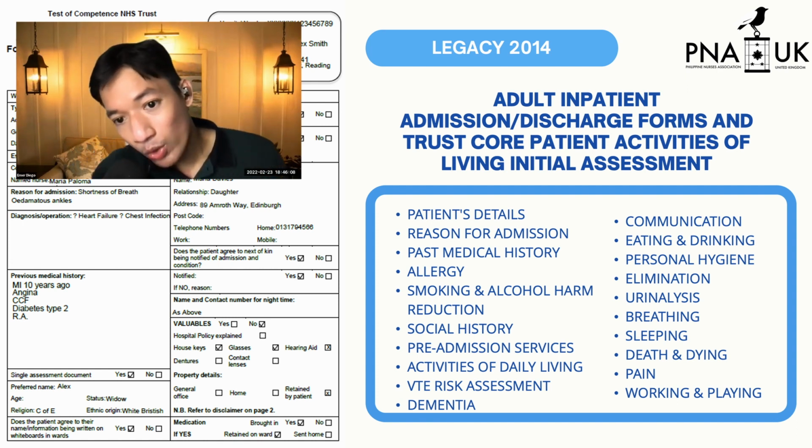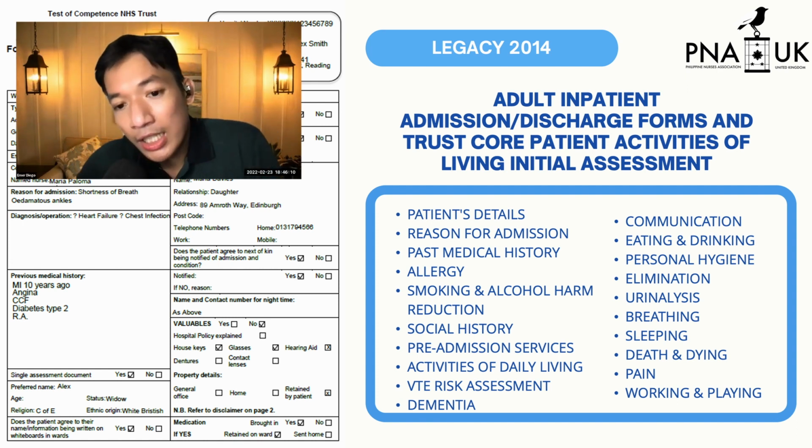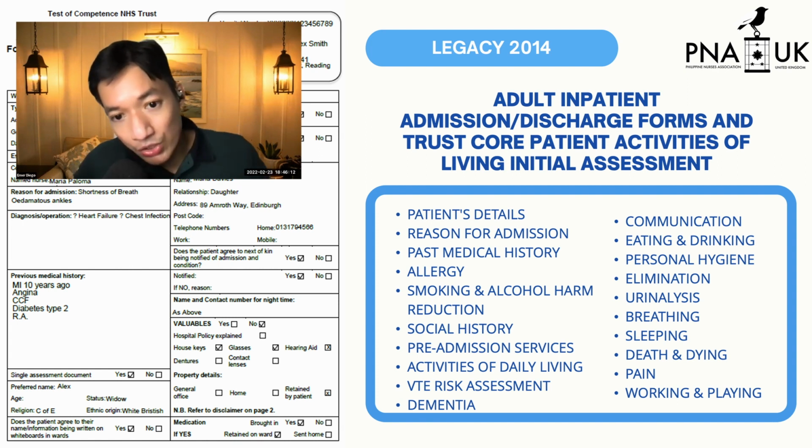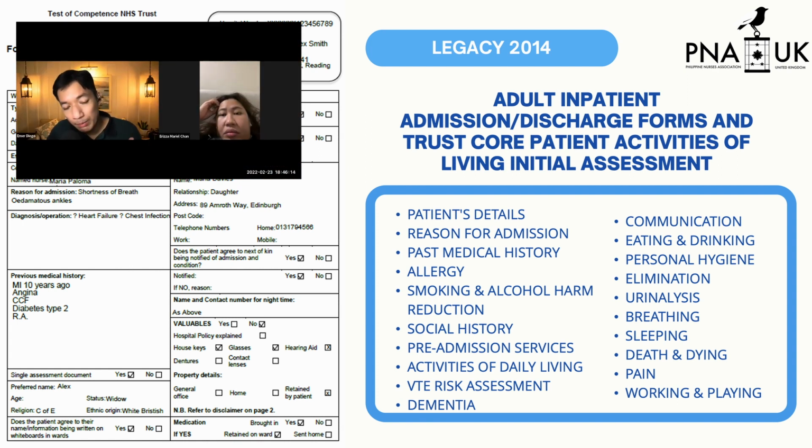Next is smoking and alcohol harm reduction. I think it's on the third page of this document. It will give you the information if the patient smokes or not. So if the patient is a smoker, definitely you need to give the patient information on how to quit smoking.